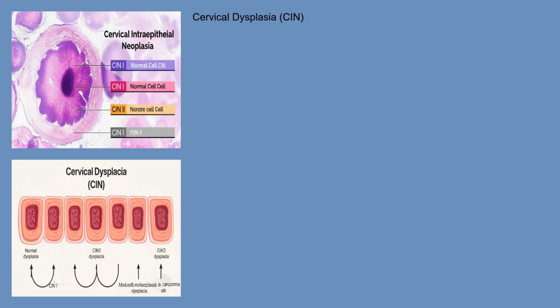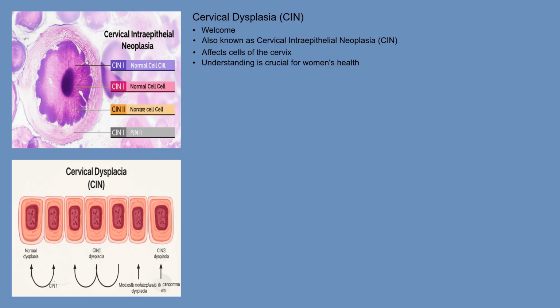Hello and welcome. Today we're diving into cervical dysplasia, also known as cervical intraepithelial neoplasia, or CIN. It's a condition affecting the cells of the cervix, the lower part of the uterus that connects to the vagina. Understanding what it is, how it develops, and what we can do about it is crucial for women's health.